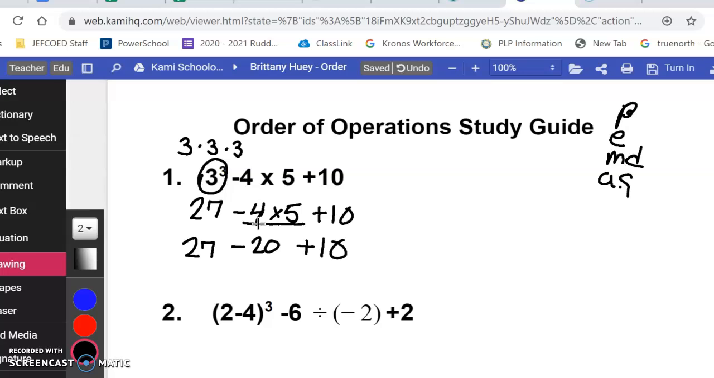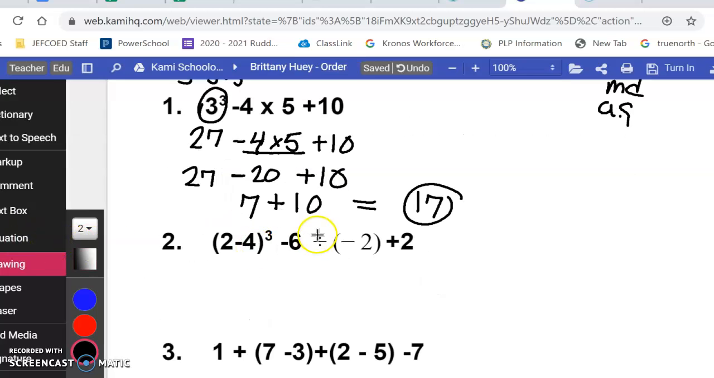There we go. Our last step is add and subtract. Remember, we go from left to right. So 27 minus 20 is 7. Plus 10 is going to give you 17. So there's your answer for that one right there.